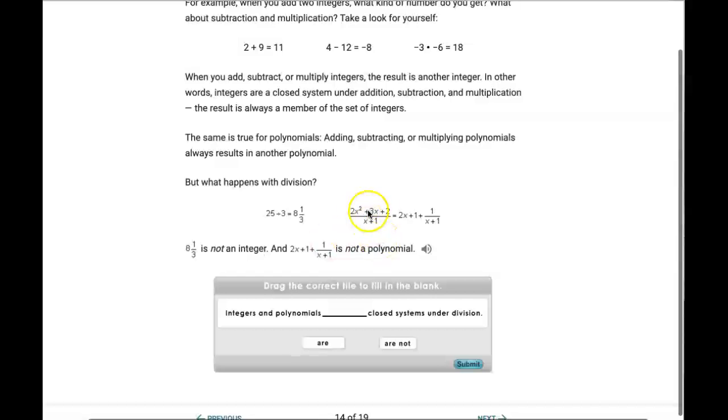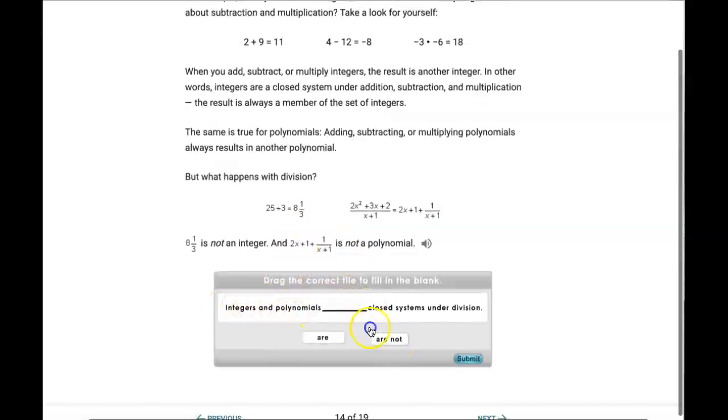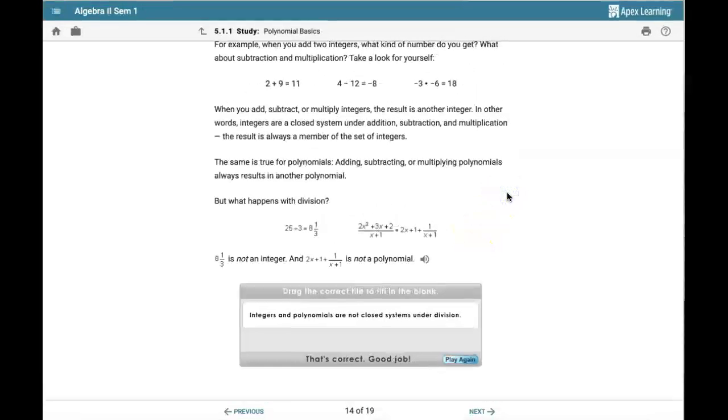Same thing when we're dividing polynomials and end up with a remainder. Here's an example of what it would look like: 1 over x plus 1, our original divisor. This violates one of our rules, where you can't have any x variable in the denominator. So this is no longer a polynomial. So integers and polynomials are not closed systems under division. By that it means it can go from being a polynomial to not a polynomial if you divide and have a remainder.